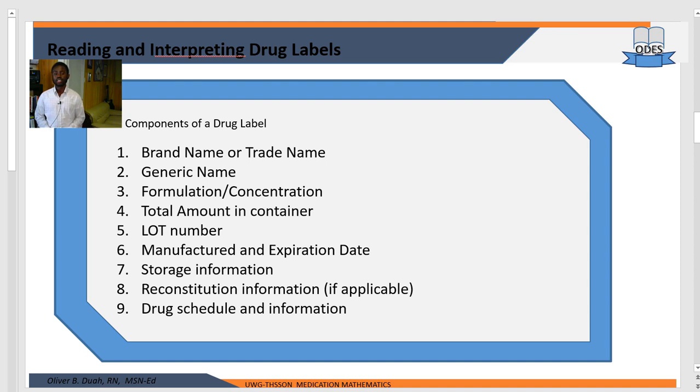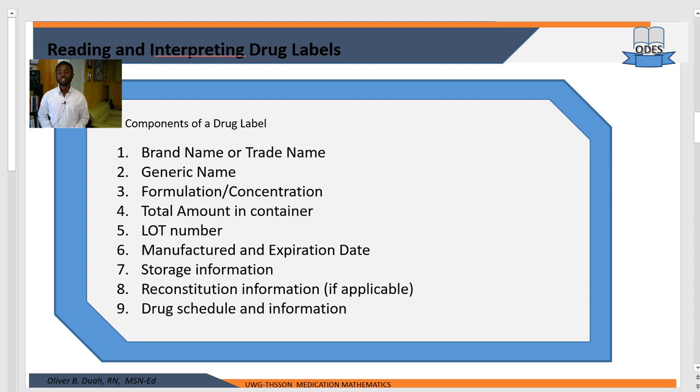The question therefore is, what are the components of a drug label that we should be paying attention to? On every drug label that you find, you are going to find these basic components. There are more components, but I believe these are the ones that you need to pay particular attention to. The first component on a drug label is going to be your brand name, or what we sometimes call trade name. This is the name that has been given to the medication by the manufacturer. Then we have the generic name.